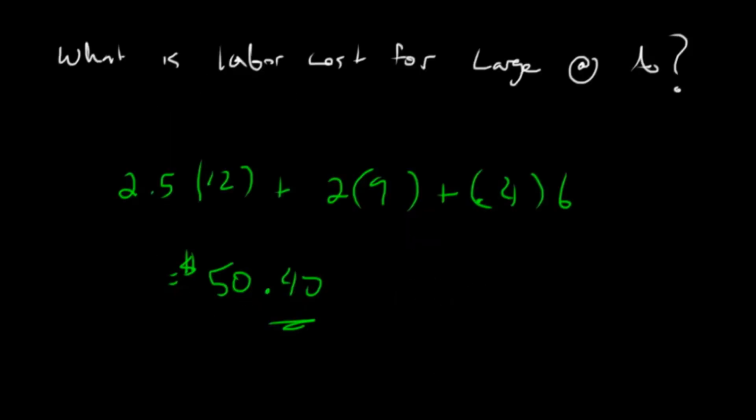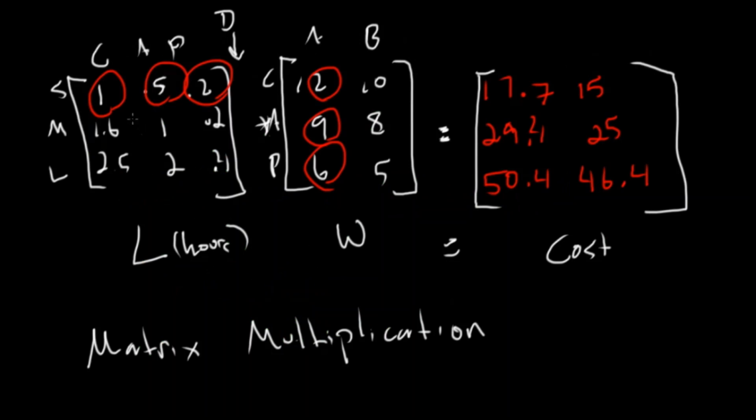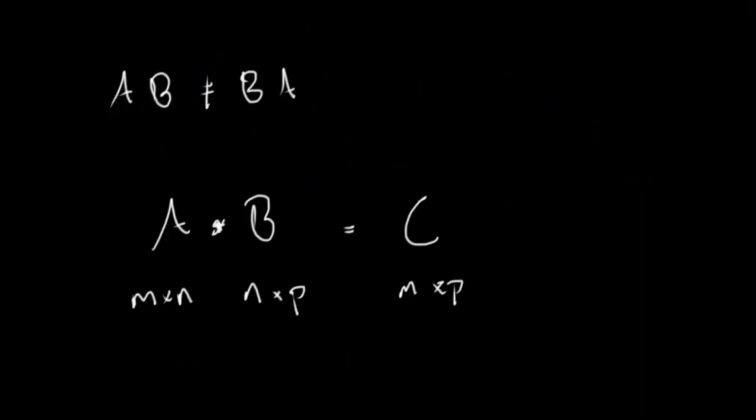If I jump back to this scenario right here, this was 3 by 3. This was 3 by 2. And the final answer was 3 by 2. This is 3 by 3, this was 3 by 2, and in the final answer the 3's go away, and this is 3 by 2. These are things that you will notice as we proceed through more matrix understanding.